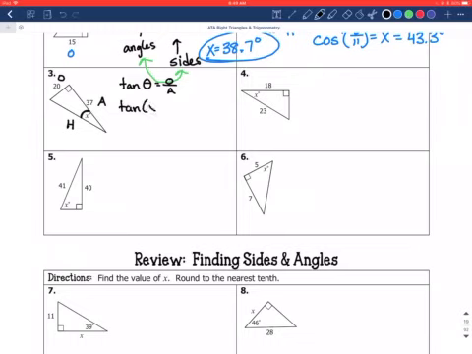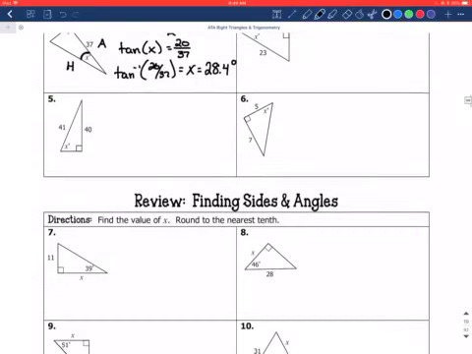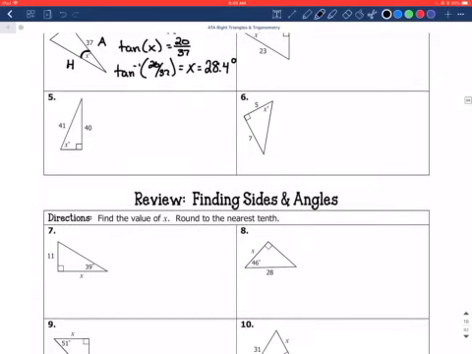So the tangent of x degrees equals opposite 20 over adjacent 37. We'll do inverse tangent, and once you type that in, that will give you 28.4 degrees. All right, I'll do two more. I'll do 5 and 6.